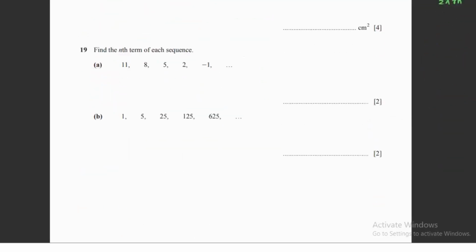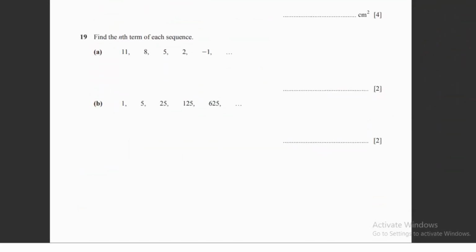Let's move on to question 19. In question 19, we are supposed to find the nth term of the sequences given here. In the first sequence, I need to find the difference. When I find the difference between the numbers, each time it decreases by 3, which means I need to deduct a 3 each time to form the next term. Using this negative 3, we can find the first part of the nth term, which is negative 3n.